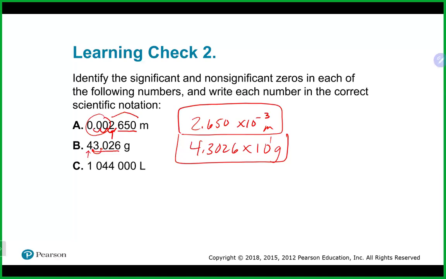Last one, how many significant figures? It is 4. We start counting here all the way through here. These zeros are not going to be significant because they're at the end and there is no decimal point written. We will assume that the decimal is here for the sake of scientific notation, 1, 2, 3, 4, 5, and 6. So 1.044 times 10 to the 6 liters. Again, we don't want to put the other zeros there at the end. Otherwise, we have way too many significant figures than we should have. Any questions on that one there?